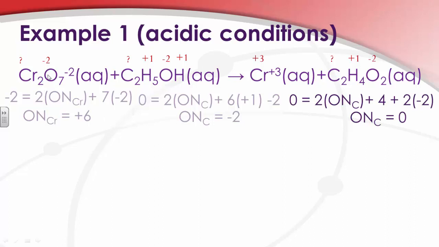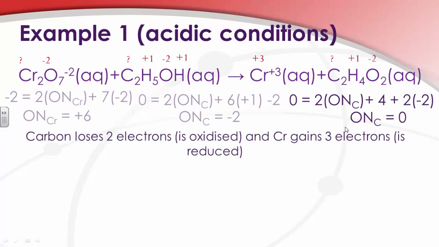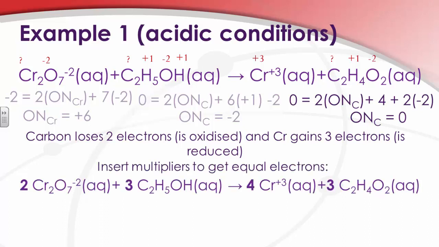And so we can see for each dichromate ion, we're going to get 3 electrons times 2, or 6 electrons. And for each of the organics with 2 carbons, it's going to give up 4 electrons. 2 times the 2 gives us 4. So now once we do that, it's trivial to see that we need to balance that out. And so we're going to insert multipliers to get an equal number of electrons.